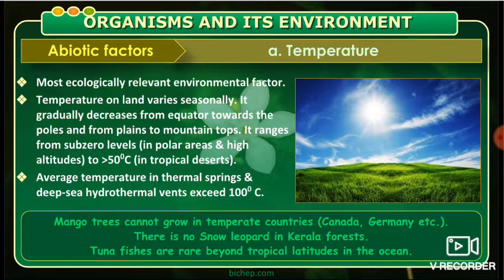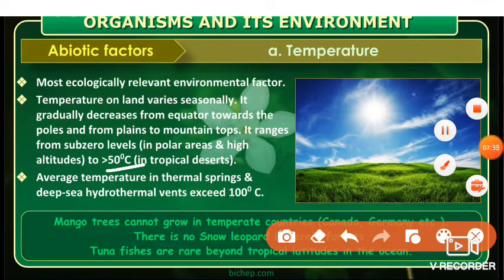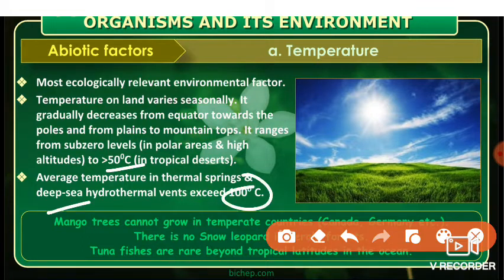In the case of temperature, it can vary seasonally. Temperature decreases from the equator towards the poles. It can vary from sub-zero level to more than 50 degrees Celsius in deserts. And the average temperature in thermal springs and deep sea vents is around 100 degrees Celsius. It's a very high temperature you can see over there.